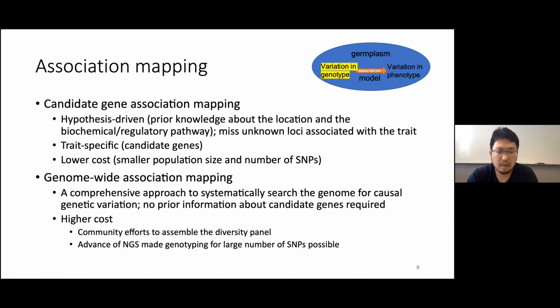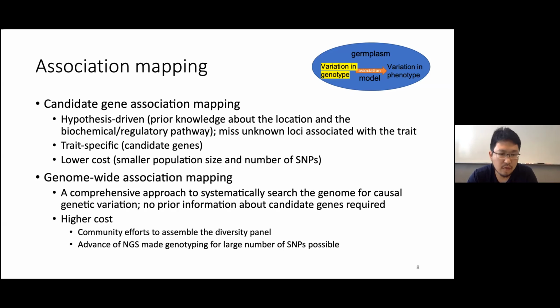But by doing this, the cost is relatively low because you only need a smaller size of population and a smaller set of genetic markers. In earlier days, in maize for example, to conduct a candidate gene association study, people used less than 100 lines or 100 genotypes with 100 SNPs. So it's relatively cheap. With the advance of next generation sequencing, we're able to genotype the SNP markers across the whole genome. So then there's genome-wide association study.